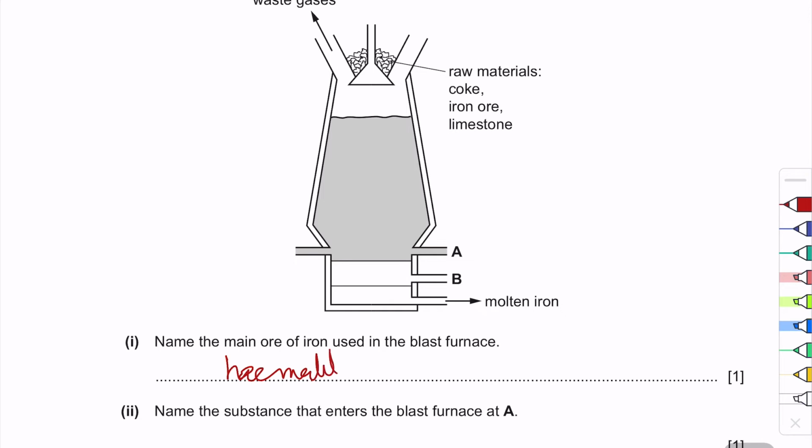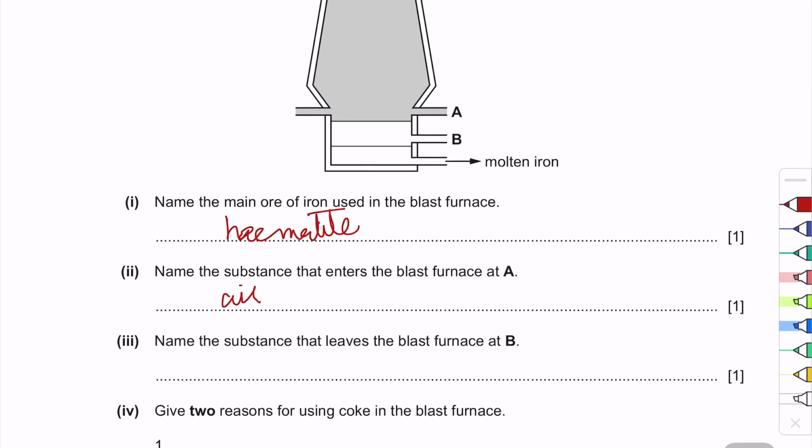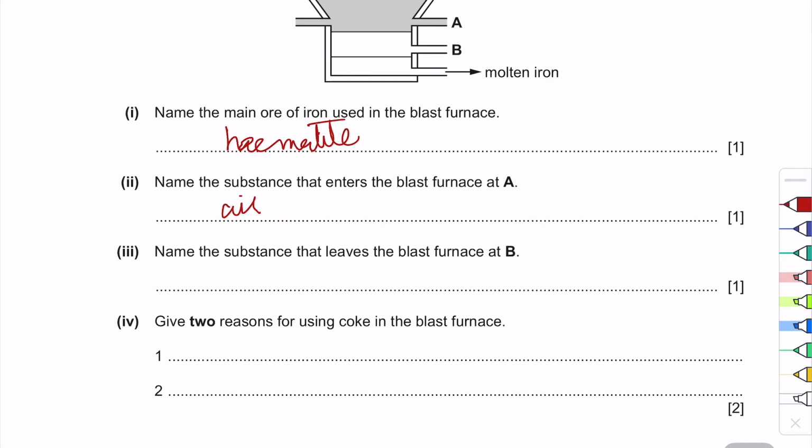So hematite. Name the substance that enters the blast furnace at A. A is basically where you're getting hot air in, and that hot air basically oxidizes carbon. So this is air. Name the substance that leaves the blast furnace at B. Because iron is already mentioned, the other byproduct that we have is slag, which is basically CaSiO3. So you can name it, which is calcium silicate, or you can just mention slag. Okay, so slag or calcium silicate.